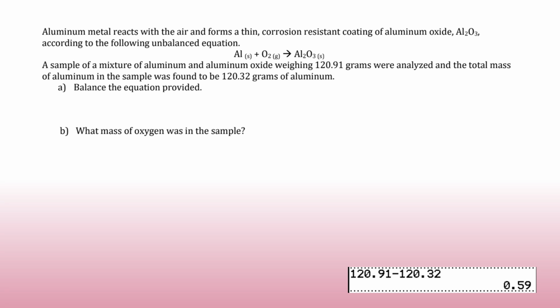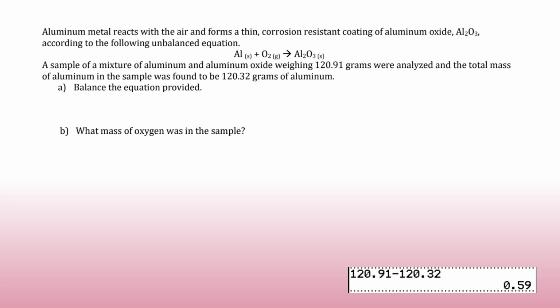Aluminum metal reacts with the air and forms a thin corrosion-resistant coating of aluminum oxide, Al2O3, according to the following unbalanced equation. One of the things you need to remember is whenever you're solving an FRQ problem, something like this, you have to double check that the equation is balanced. Sometimes they'll tell you it's unbalanced, other times it is balanced. You just have to double check, and that's just one less thing to worry about.